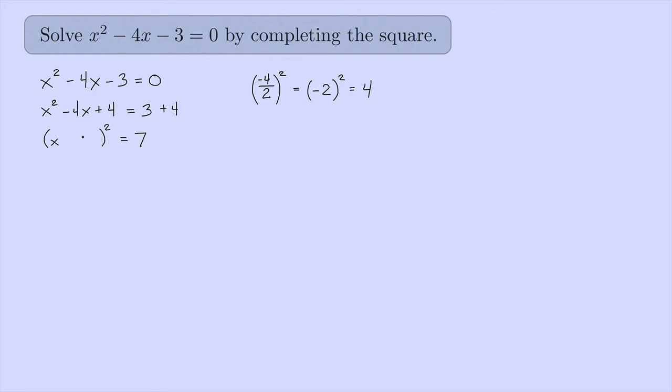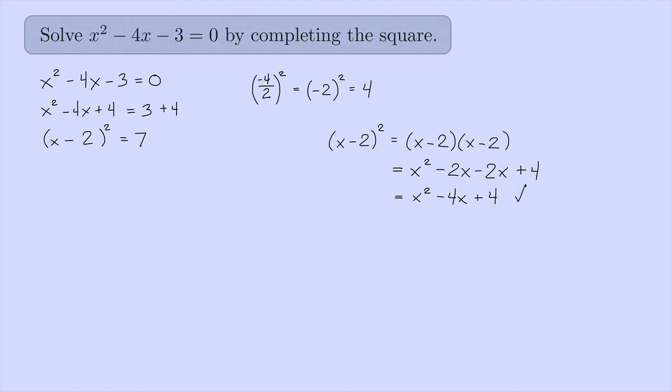So what goes here? Well, if we look at what we have here, this is a minus, so this is going to be a minus, and this is going to be a 2. We can check that over here. We have x minus 2 squared. That's the same thing as x minus 2 times x minus 2. And if you FOIL that out, we get x squared for the first term, a minus 2x, and then another minus 2x, and then a plus 4, and that equals x squared minus 4x plus 4. It works. Okay.